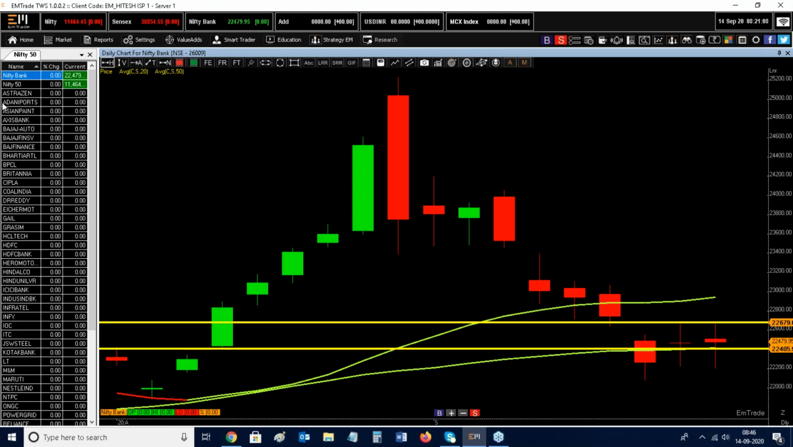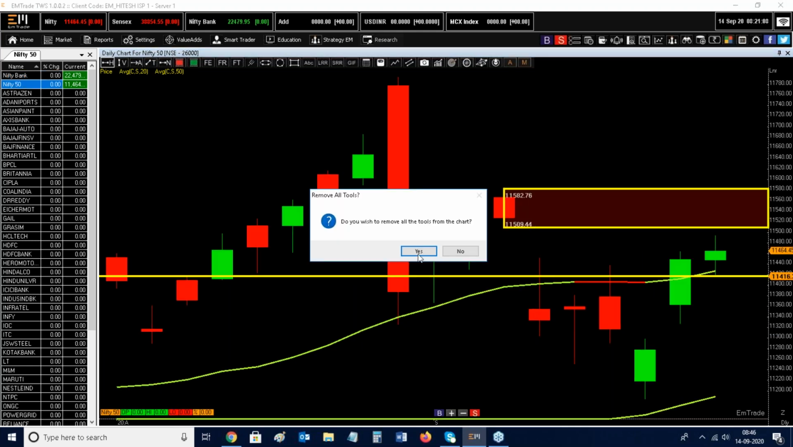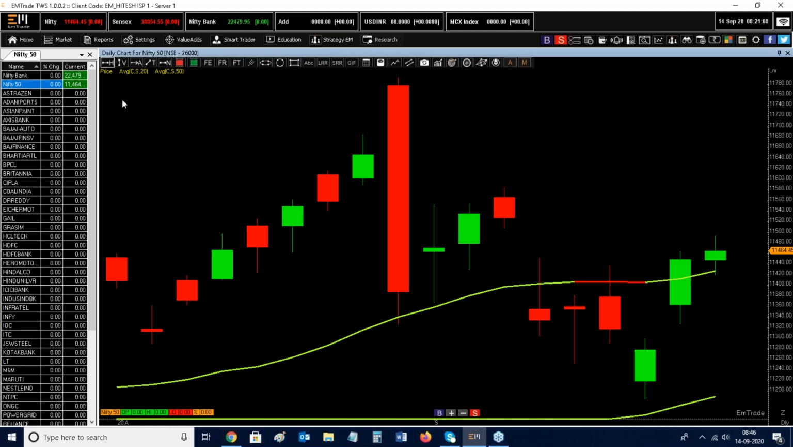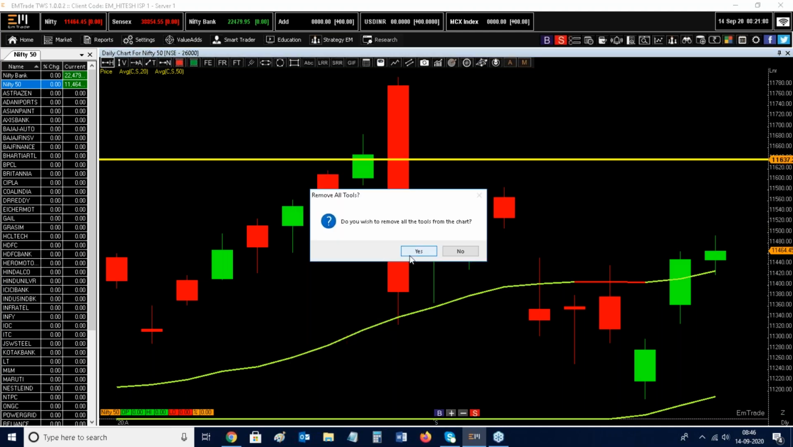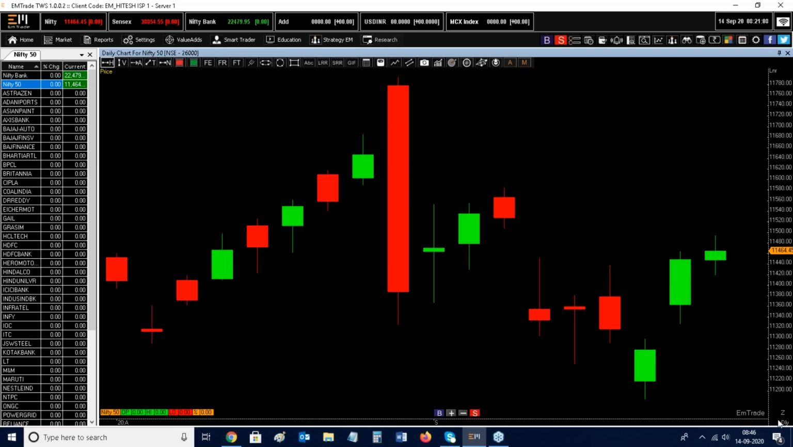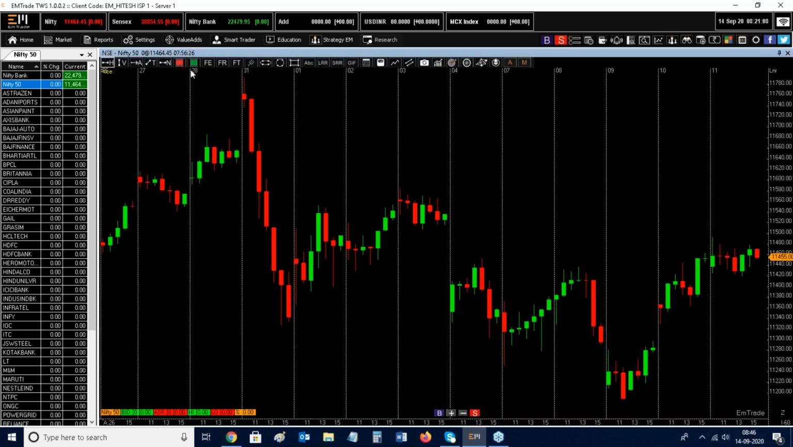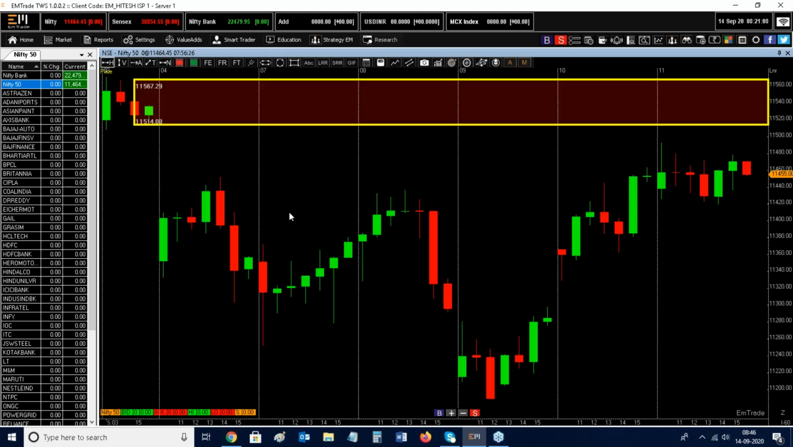So both Bank Nifty and Nifty are like this. Now let's remove everything and prepare our charts for the day. And then we'll move on to some of the stocks. So we go to 60. So this is the gap I was talking about. So let's take this entire area as a resistance.